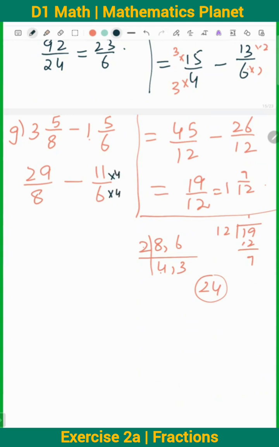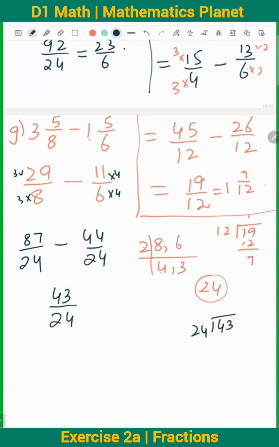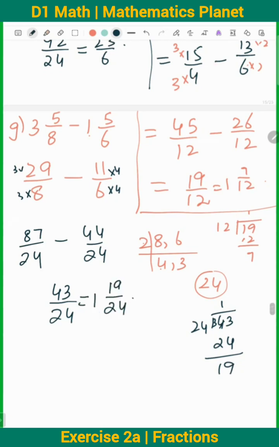And how will you make 8 24? By multiplying it with 3. Got it? So 29 times 3 would be 87 by 24 minus 44 by 24. So 87 minus 44 will be equal to 43 by 24. You can convert it in the mixed fraction. You got 1 whole 19 by 20. Got it? Okay, next question is last part.